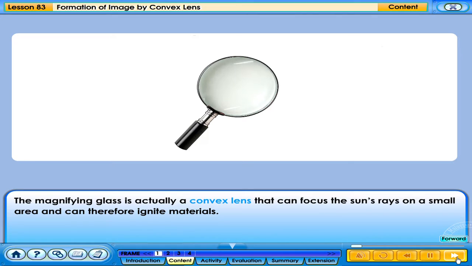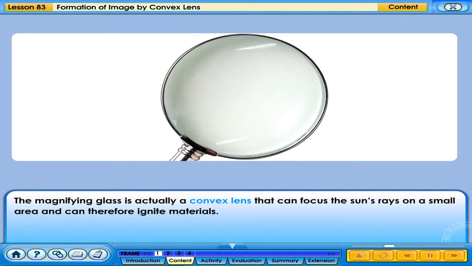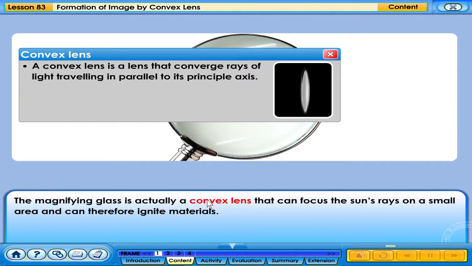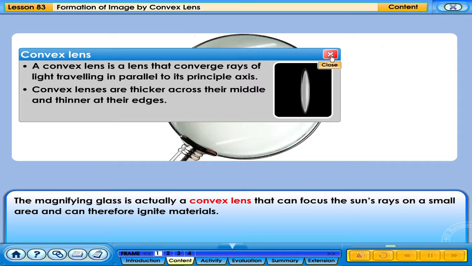The magnifying glass is actually a convex lens that can focus the sun's rays on a small area and can therefore ignite materials. A convex lens is a lens that converges rays of light traveling parallel to its principal axis. Convex lenses are thicker across their middle and thinner at their edges.